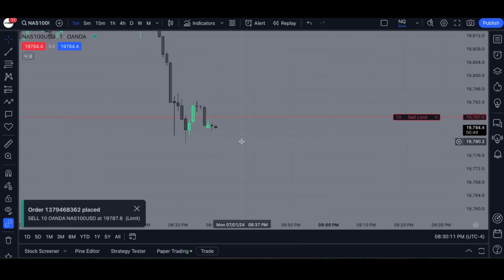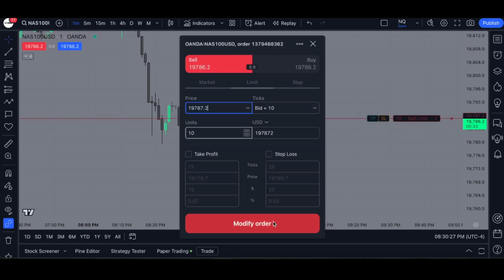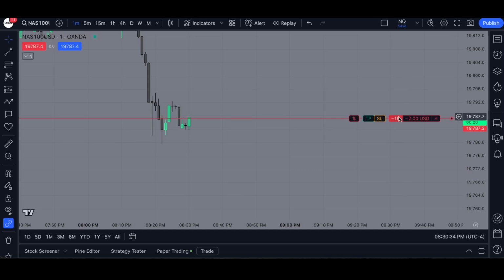It doesn't matter much now. So now I have this limit placed, so instead of buying at the market, wherever the market is, it's going to be at wherever I place this. I'm going to place it right here so it can maybe hit it. And yeah, it hit it and executed, and now we are in the trade.